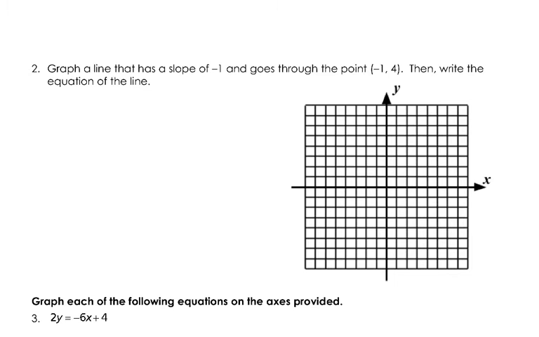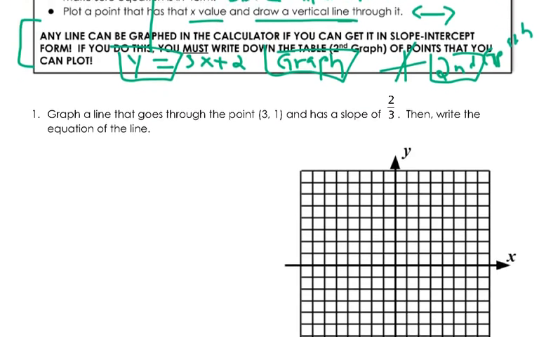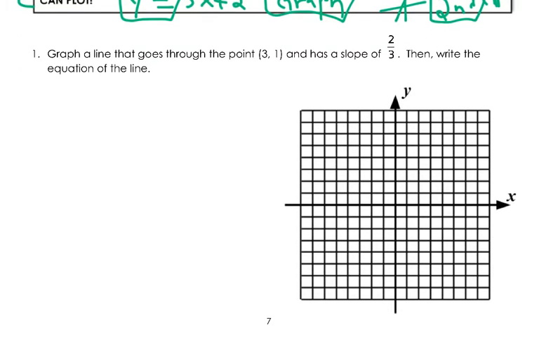Alright, so let's look at... I actually want to look at the first one. So we're still on page 1. Okay, and we're looking at number 1 right here. This is where we're working. So it says, graph the line that goes through the point (3, 1) and has a slope of 2 over 3. Then write the equation of the line. So first thing we're going to do is graph the line. We know it's going to go through the point (3, 1) and has a slope of 2 over 3. Then they want us to write the equation of the line.